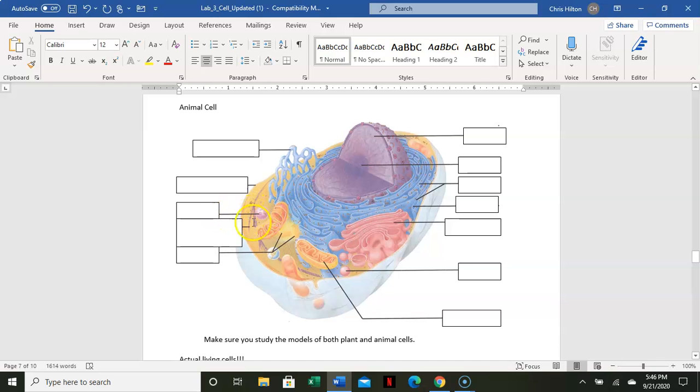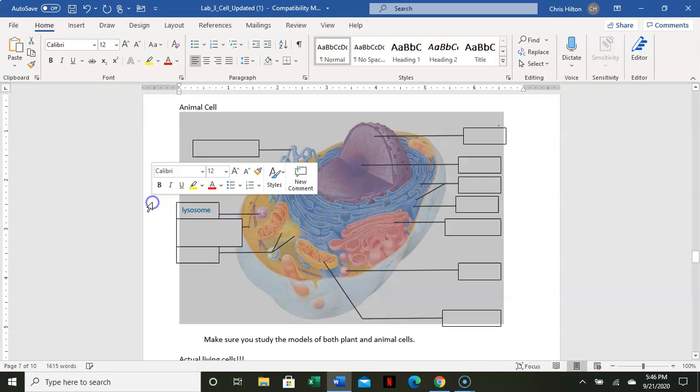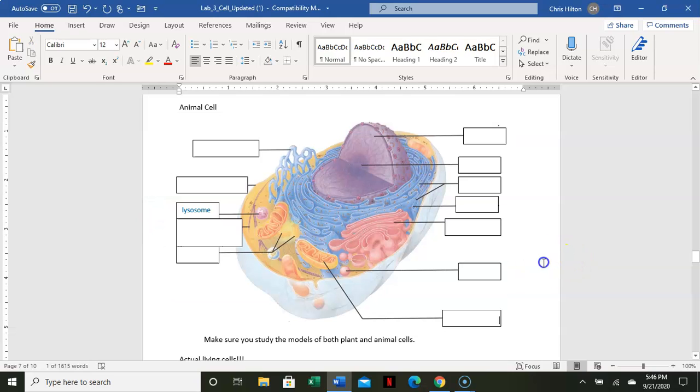This purple thing is probably a lysosome. To lyse means to break. These lysosomes are much like a stomach. They're very acidic, and they have hydrolytic enzymes, and they can digest things. And these things can be bad things like bacteria, or they can digest stuff for recycling purposes.